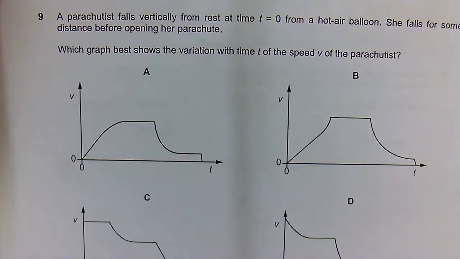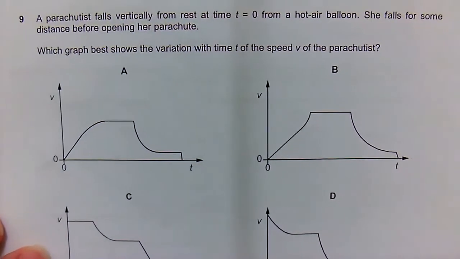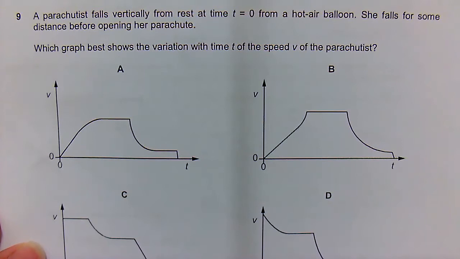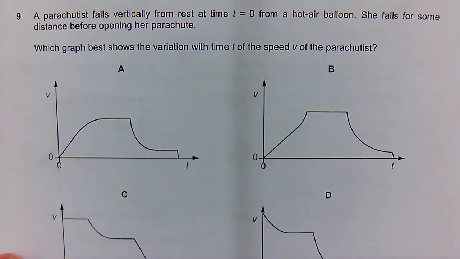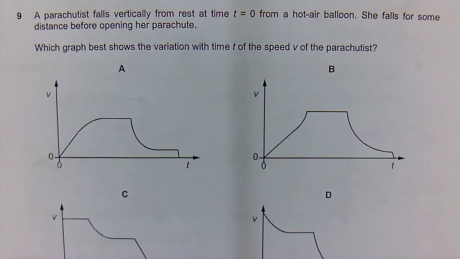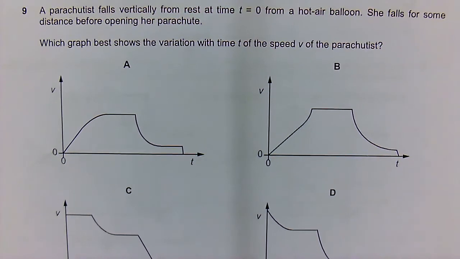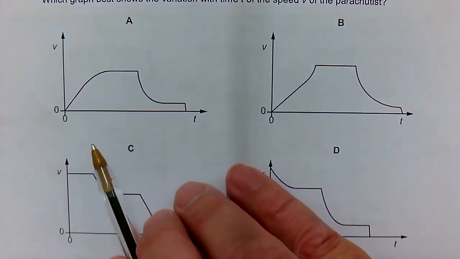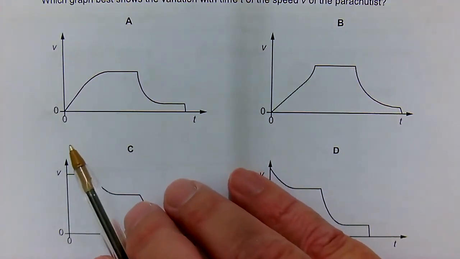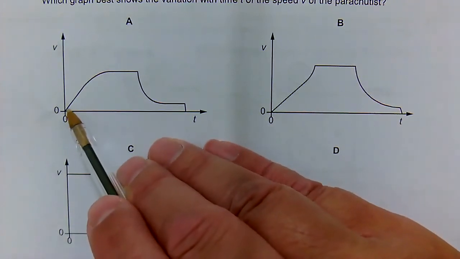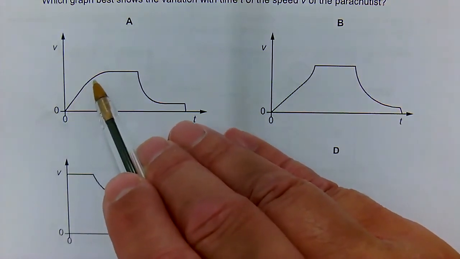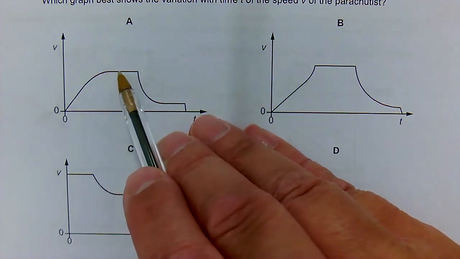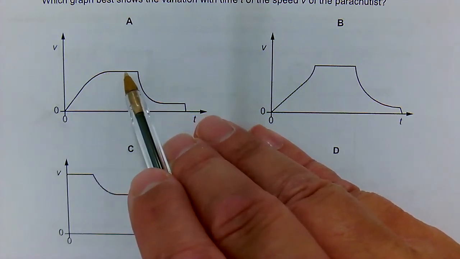Number 9, you've got a parachutist falling vertically at rest from time t equals 0 from a hot air balloon. She falls for some distance before opening her parachute, which shows the variation with time t of the speed of the parachutist. So we're going to be thinking a little bit more about air resistance here. As you fall as a parachutist, you should be able to recognize this anyway from examples you've covered in classes, but we know we start off with a constant acceleration. Air resistance takes effect, so the acceleration reduces. She reaches terminal velocity where the air resistance is equal to her weight.